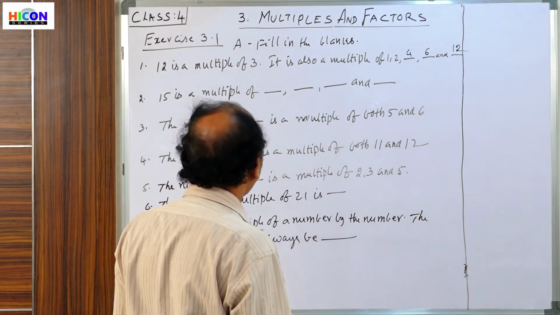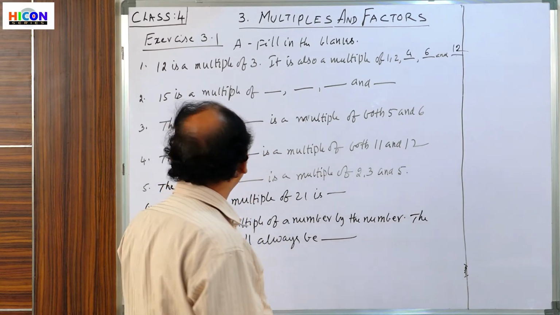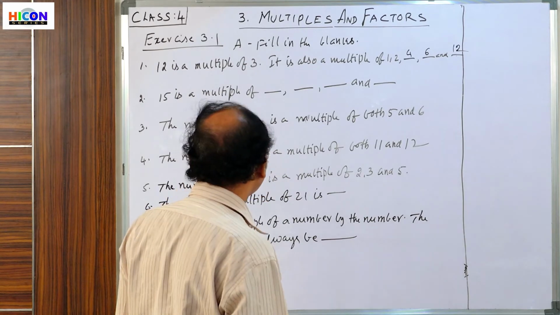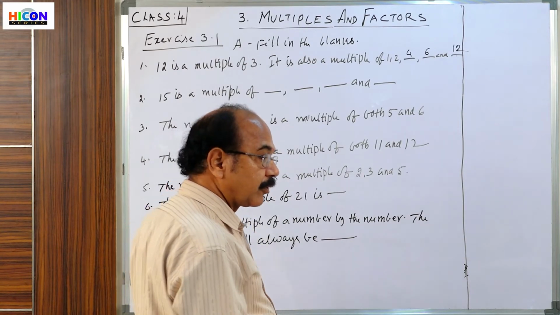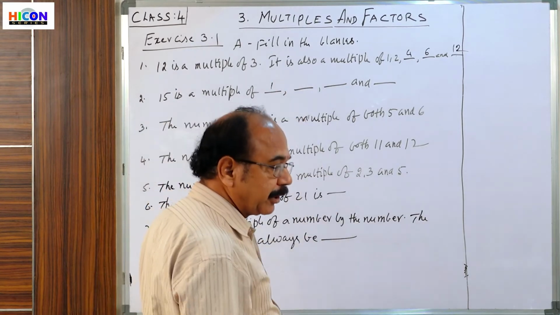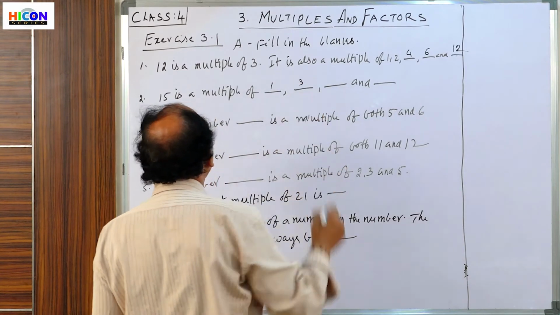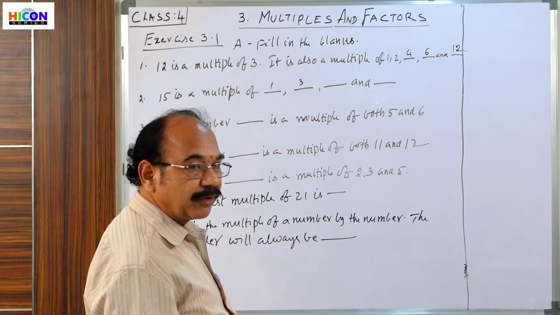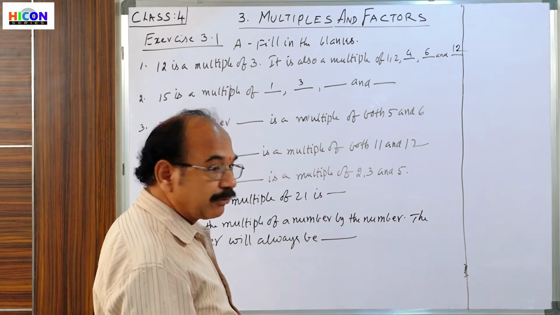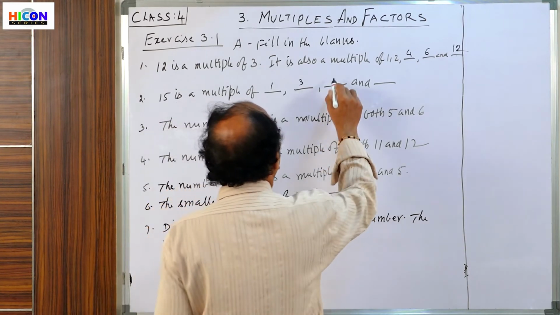15 is a multiple of dash, dash, dash and dash. See, 15 is a multiple of 1. In reading the 1 table, you are getting 15. Read the 3 table. In the 3 table also you are getting 15. 3 5s are 15. Read the 5 table. 5 ones are 5, 5 twos are 10, 5 threes are 15. So 15 is a multiple of 5.